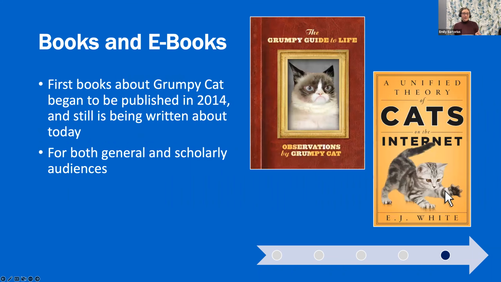So books began to be published about Grumpy Cat around 2014, with some still being published today. Some are for the general public, like the Grumpy Guide to Life, which is on the left-hand side of the two images. And some might be for a more scholarly audience, such as a unified theories of cats on the internet.